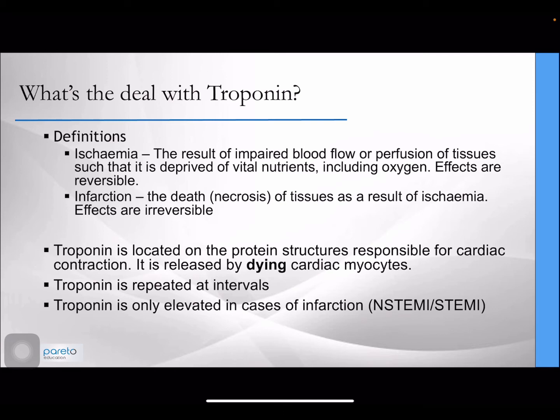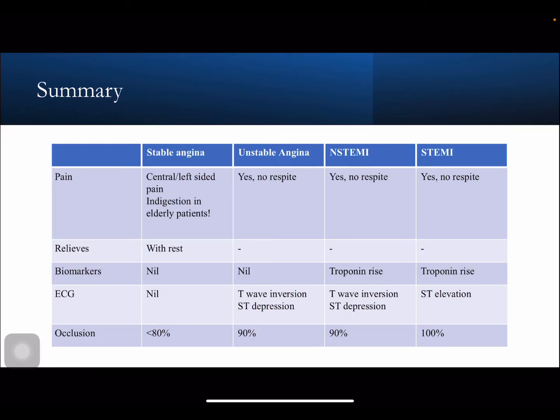And I mention NSTEMI because troponin is only released when there is active death of cardiac muscle, not when there's only a process of ischemia. I say only, I mean, both are bad, but when there's actual necrosis or death of cardiac muscle, troponin increases in the context of an NSTEMI or a STEMI, but doesn't increase in the case of unstable angina. Here's a useful table that summarizes everything.